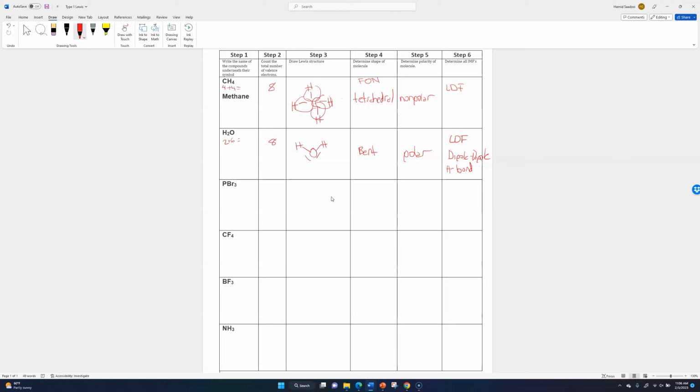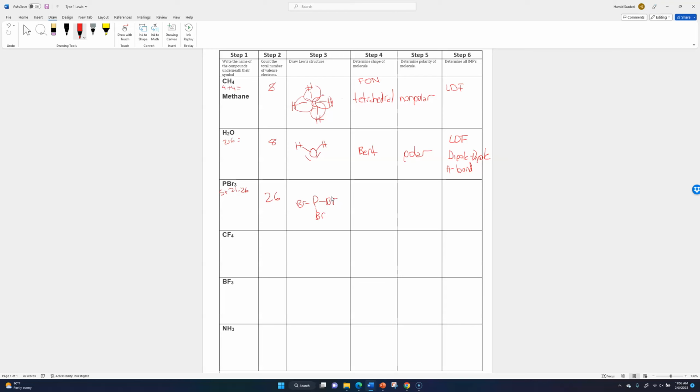All right, PBr3. You have a total of 7 times 3, that's 21. P is group 5, plus 5, that's 26 electrons. So 26 goes here. P in the middle, because it's whatever you have less of. Br, that's one connection. Br, another connection. There's your last Br, the final connection.